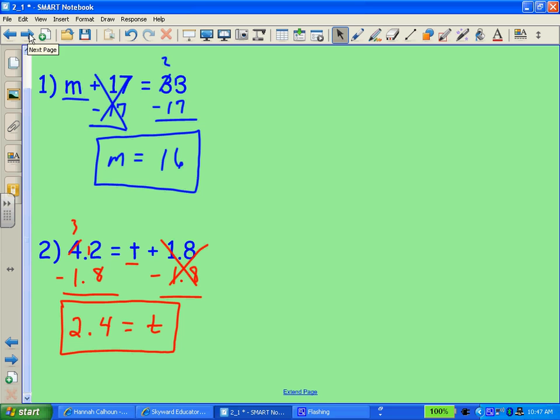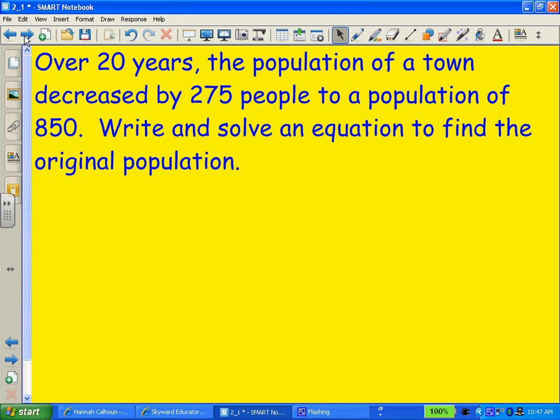Okay? Now, of course, as always, and I know you guys are very excited about this, there will always be story problems, our favorite thing. So I thought I'd give you an example of a story problem. You're going to want to write this down because when you have a story problem in your homework tomorrow, you're going to want to look back. So here's our story problem. Over 20 years, the population of a town decreased by 275 people to a population of 850. Write and solve an equation to find the original population.